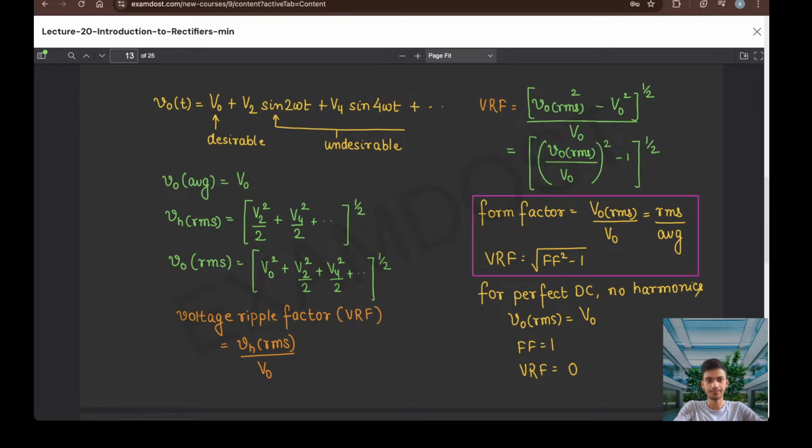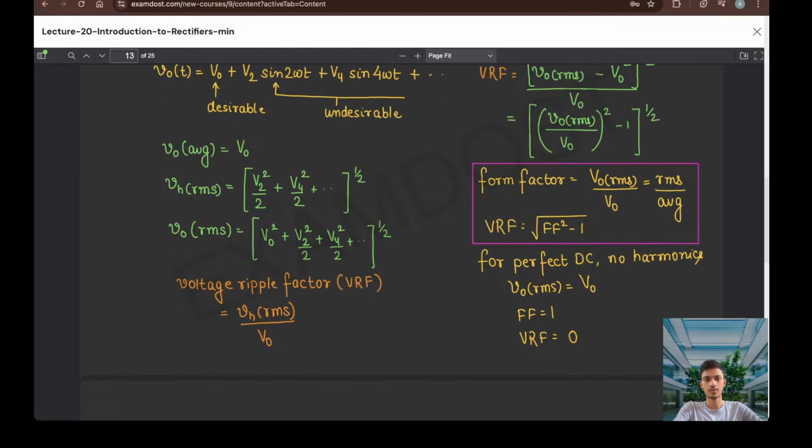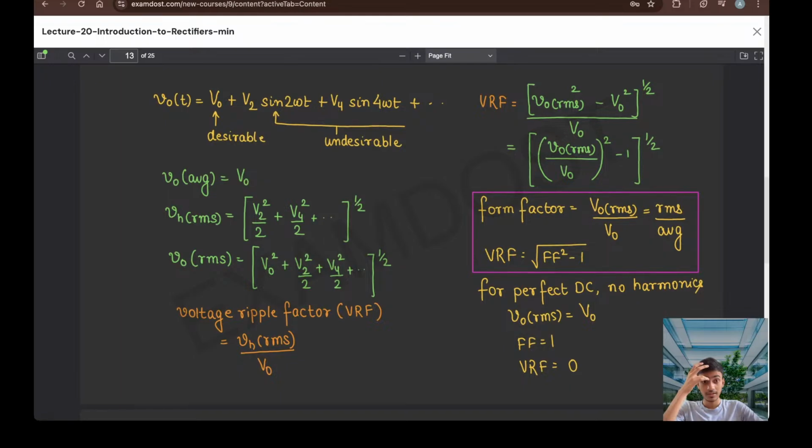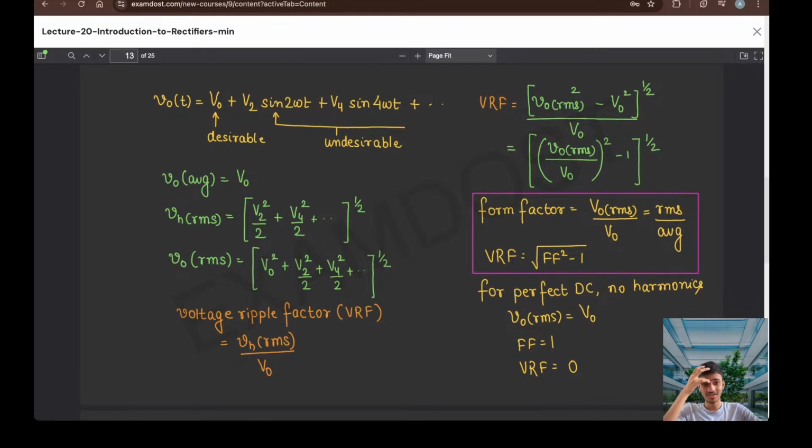The form factor is VRMS by VO average. The ripple factor VRF equals the square root of FF squared minus 1. For perfect DC, with no harmonics, there should be no harmonics present, so only VO remains. The form factor would be 1, or VRF would be 0. So it approaches 1.